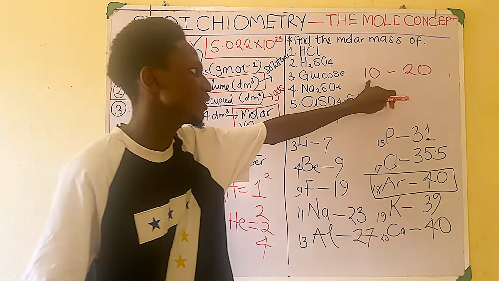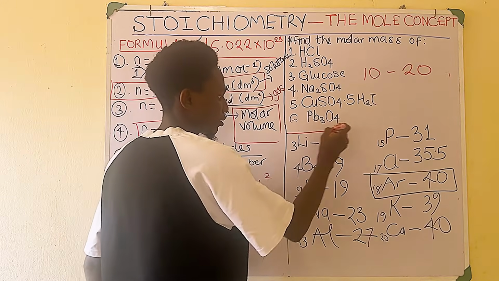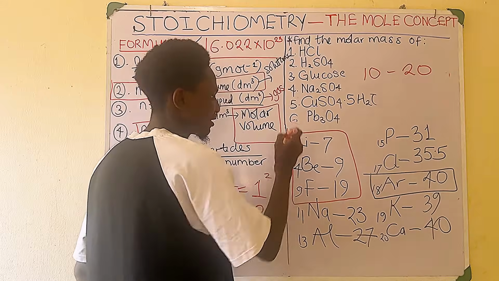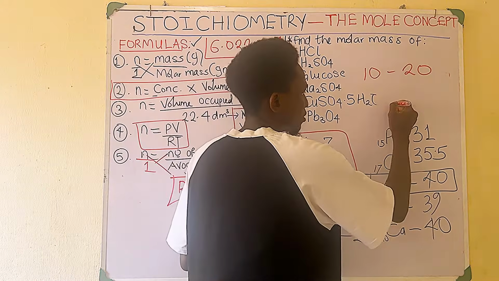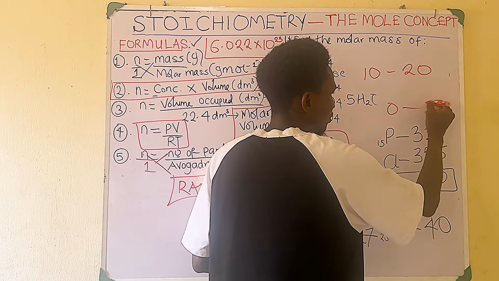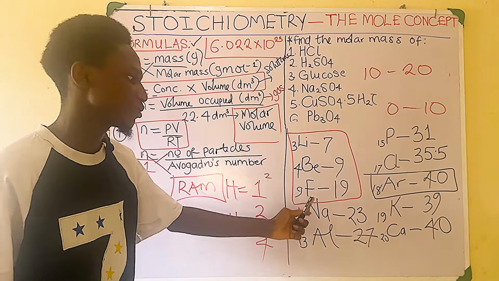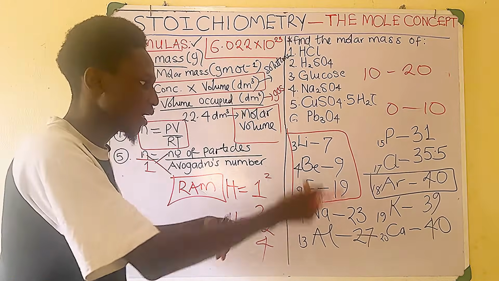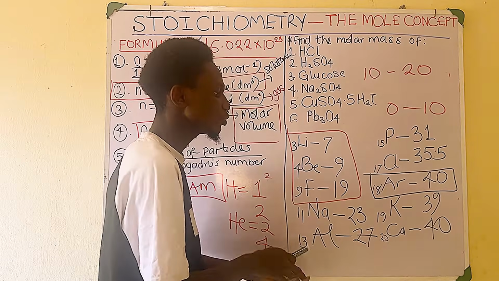For the ones that are between 10 and 20, just master these three. And the only exceptions for the first elements between 0 and 10 are these, and it's easy to master them. It's plus 1, just like these other guys that are plus 1, except these two. It's just these two that are not plus 1.